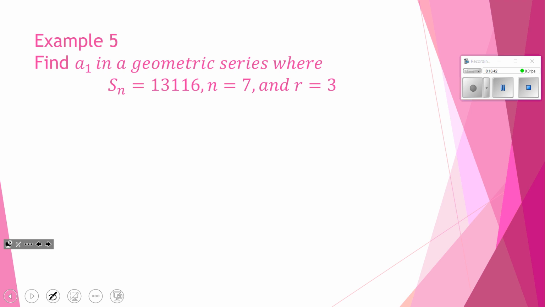All right. So take a look at this last one. This time we're looking for a sub 1. Is that a big deal? No. So again, just because we haven't specifically looked at an example just like that doesn't mean you can't do it successfully.